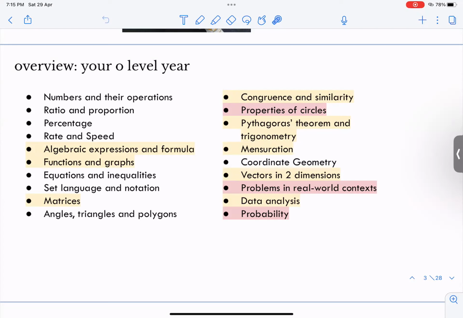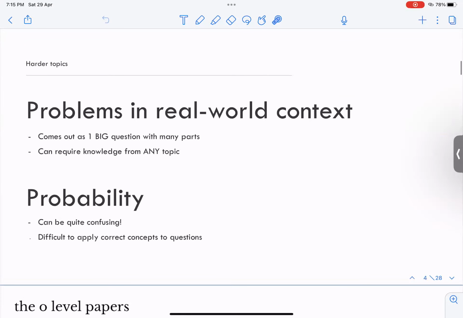Then the red color ones are the ones that people might find more difficult, harder to understand and go through. So it's these two topics. The first one, problems in real world context. Y'all have all seen it before in your exams, right? It's a super big question, and it can be from any topic. It could be a lot of different topics mixed together, and it's a lot of different parts. So if you don't know how to do one part, then the next part is gone. And then the probability is sometimes very hard to understand the question. Sometimes you don't know how to apply the concepts to the question, stuff like that.